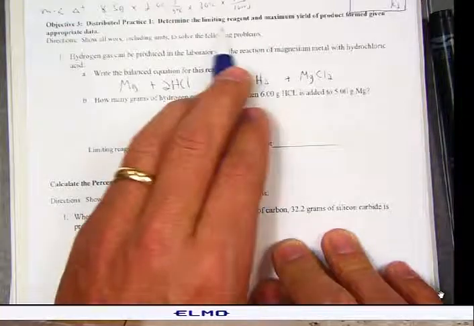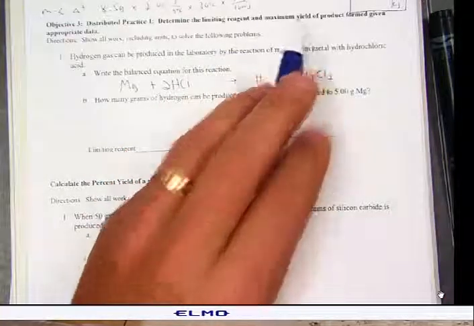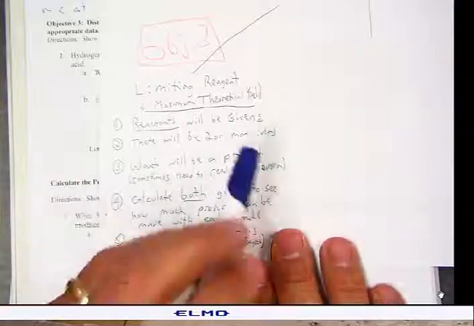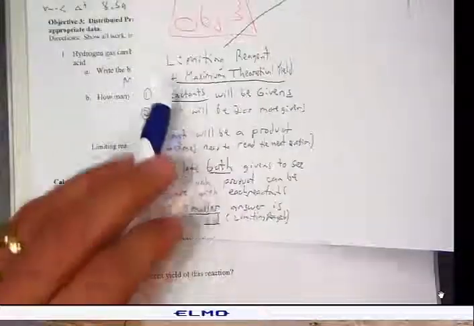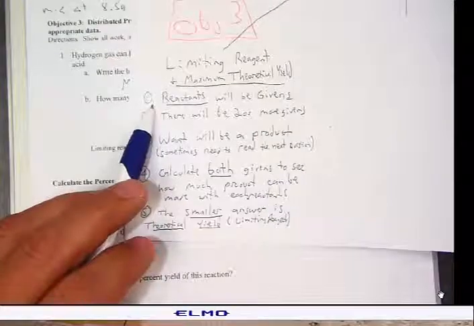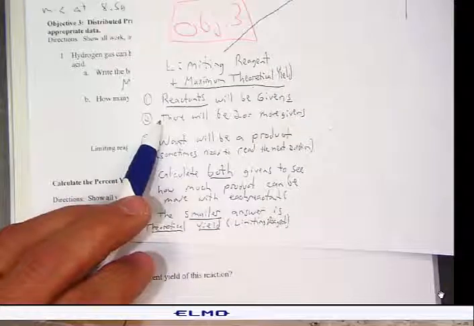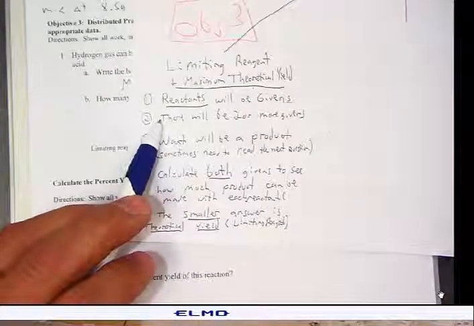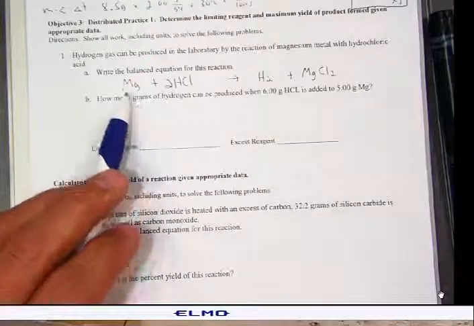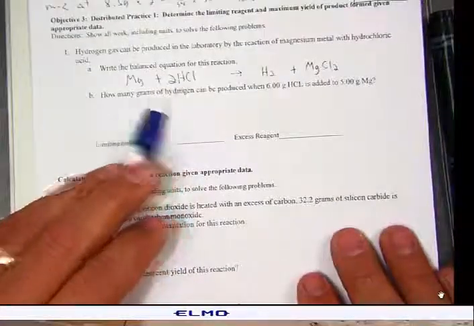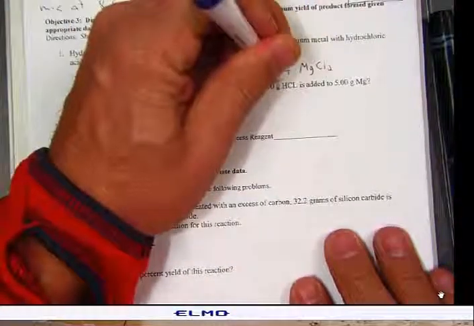Well, this is limiting reagent maximum yield. So if I get out my test-taking tool and find the section not about percent yield, but limiting reagent maximum yield, it says the reactants will be givens and there will be 2 or more givens. In this case, simply 2. I only have 2 reactants. I need 2 givens. I have 2 numbers. I think I've got this part figured out. That's a given and that's a given.